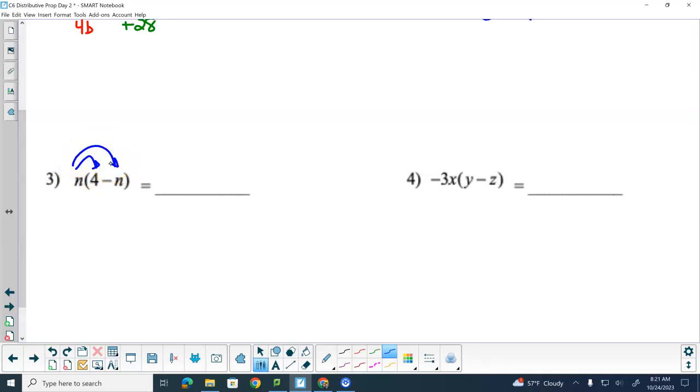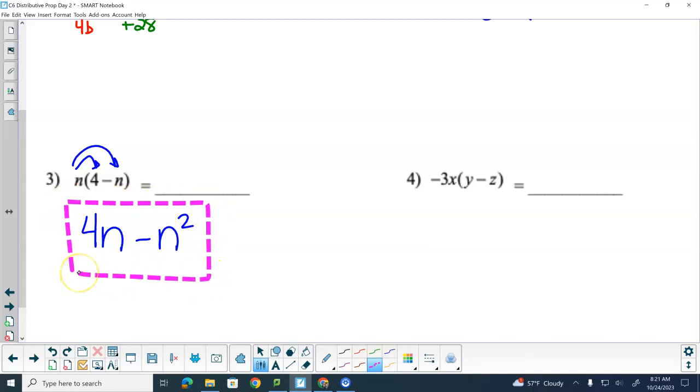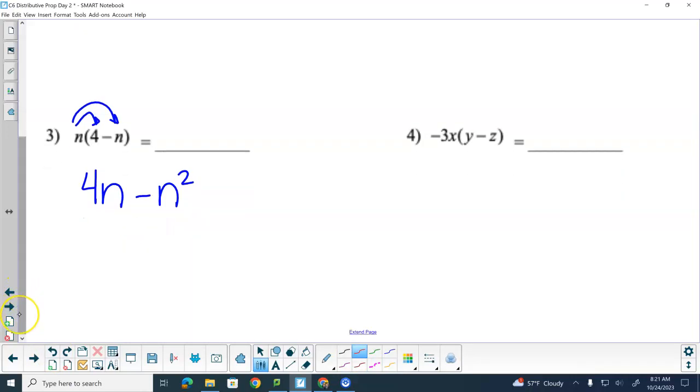N times 4, what do we get? 4n. N times a negative n. That's great. Now, what would standard notation on that one be? We'll accept that, but making it easier for us, what would standard notation of that one be? 1 and 2. What we wrote. Put another what in front? 1. In front of what? Just leaving it in that order?